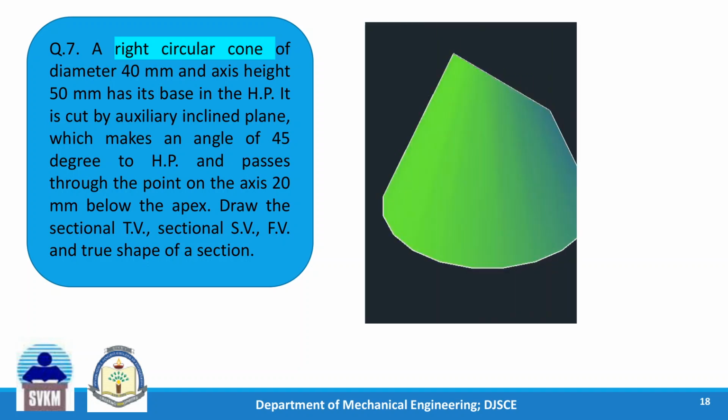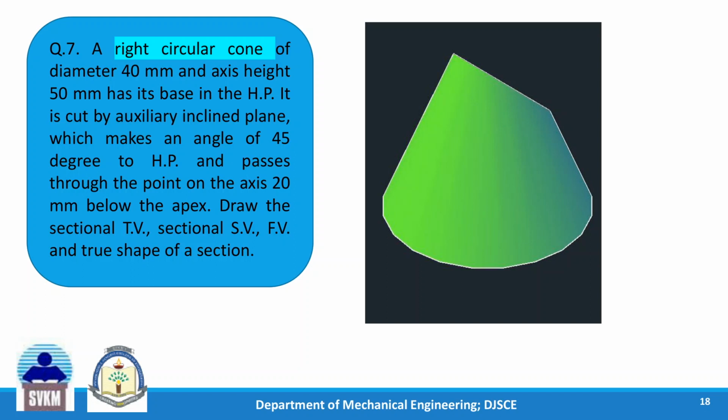Just imagine the shape of the solid. So the solid is like this. It is a cone and 45 degree angle of the cutting plane. So cutting plane is making 45 degree angle and it is passing through a point which is 20 mm below the apex. This distance will be 20 mm, and then it is passing through that point and removing the top portion of the cone. Now what we'll see in the top and side view, this right side view is required because sectional side view is asked and the true shape is also asked. So just solve this.